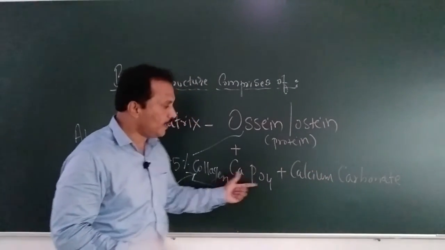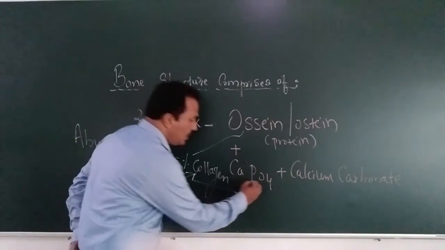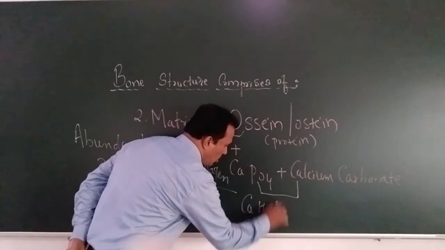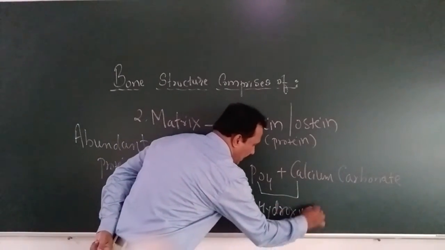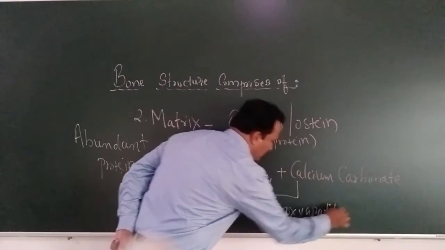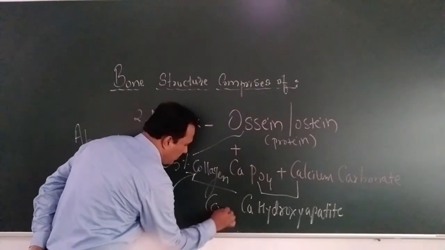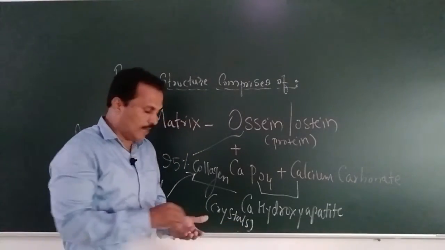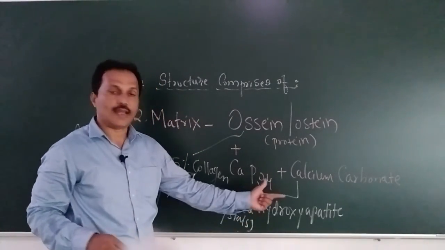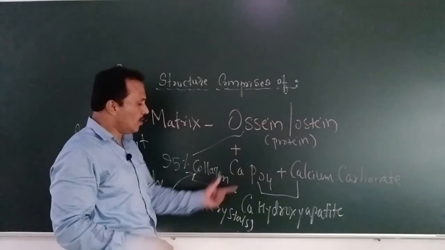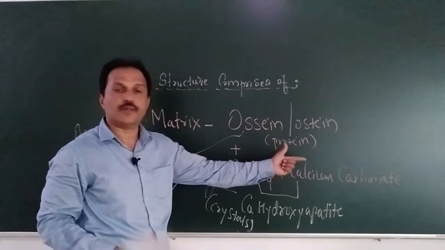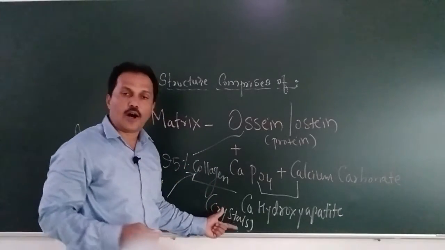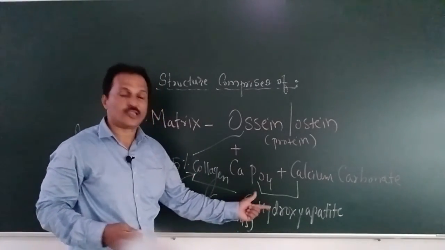This calcium phosphate and calcium carbonate combine together to form calcium hydroxyapatite, and this is in the form of hard crystals. I am repeating, calcium hydroxyapatite. This is formed due to combination of calcium phosphate and calcium carbonate. These two combine to give a crystalline form of calcium hydroxyapatite.